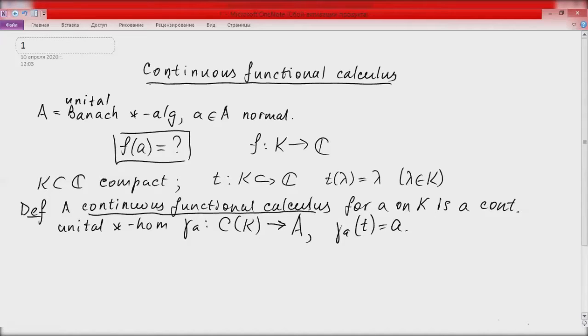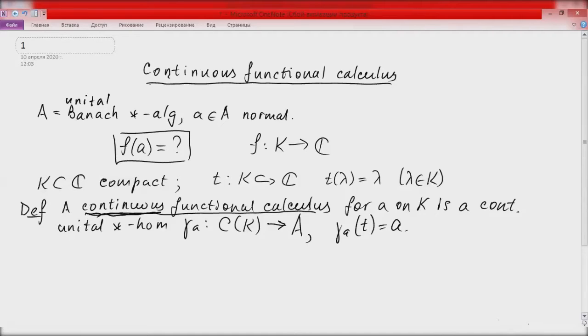Okay, so this is the definition of continuous functional calculus. I would like to stress that the word continuous here refers not to the continuity of gamma, but to the fact that gamma is defined on the algebra of continuous functions. For example, if we replace the algebra of continuous functions by the algebra of holomorphic functions on an open subset of the complex plane, then we speak of holomorphic functional calculus. But today we are interested in the continuous functional calculus in the sense of this definition.